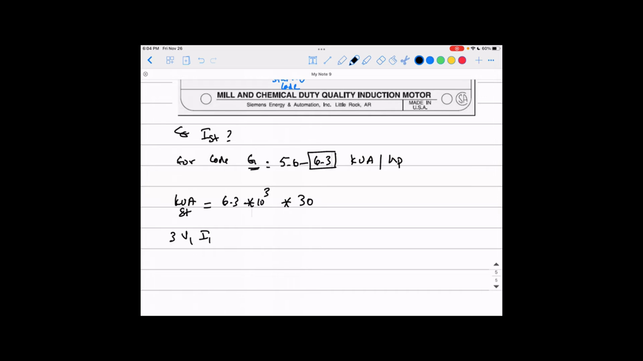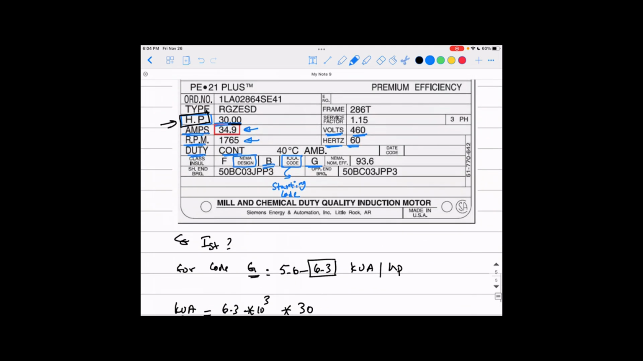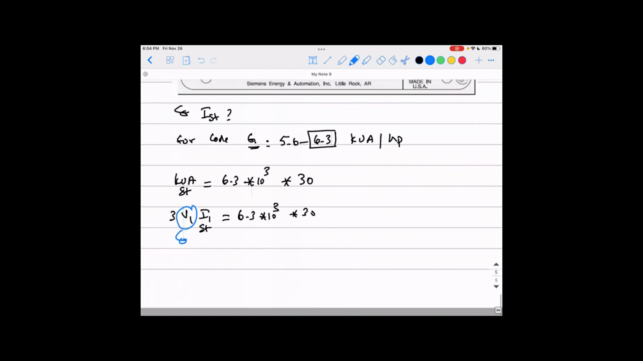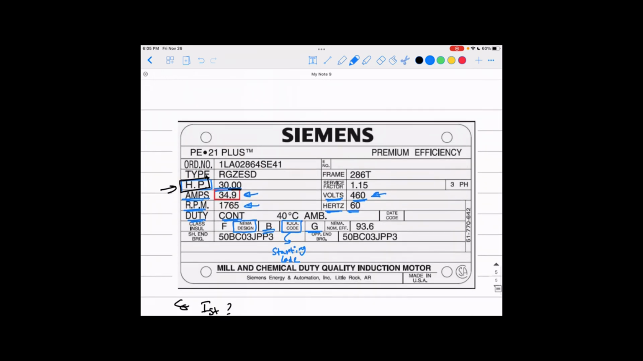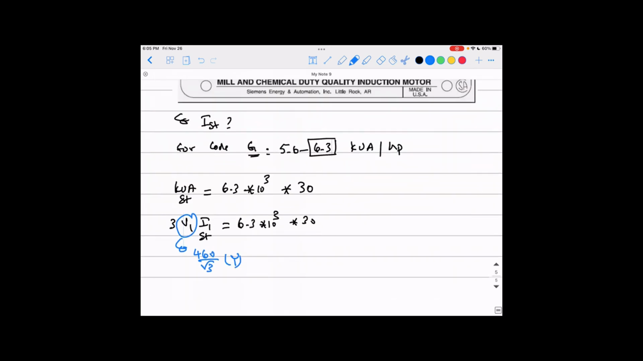multiplied by 3, because it is the total. So 3 V1 I1 at starting equals 6.3 thousand multiplied by 30. You need to find V1, which is the voltage of the stator per phase. The voltage here is 460, so V1 equals 460 divided by square root of 3, because by default it is Y connected. The nameplate gives a line-to-line voltage, and you need the phase voltage, so you divide by square root of 3 because it's Y connected.